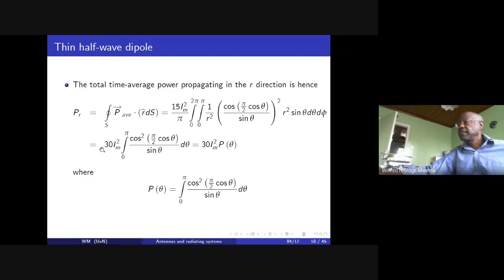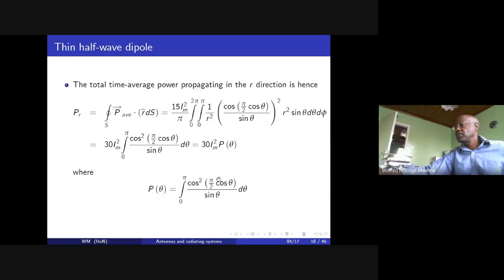And what we get is a value of 30 I_m squared, the integral from 0 to pi, because if you look at this integral, it does not vary with phi. It's not a function of phi, it's only a function of theta, and therefore we can integrate from 0 to 2 pi on the horizontal axis. So we'll get a 2 pi multiplying that, and therefore we are left with the cosine of pi by 2 cos theta over sine theta d theta, which is going to be given by 30 I_m squared multiplied by P of theta.